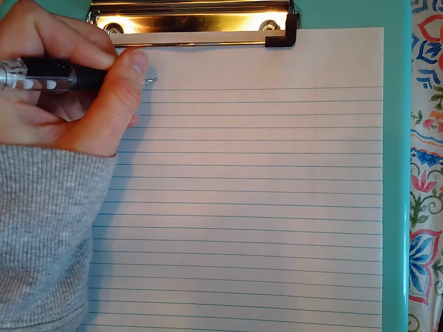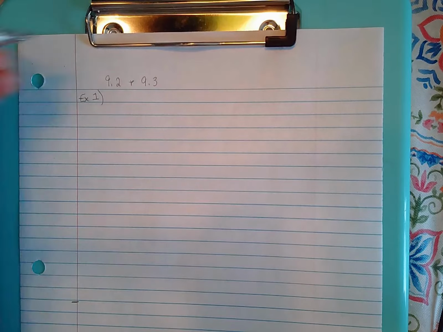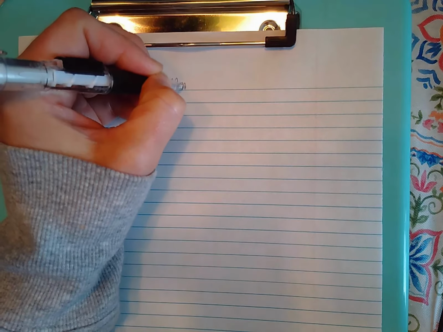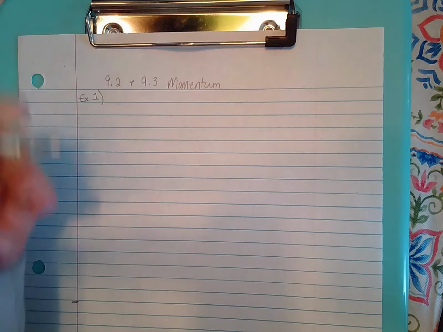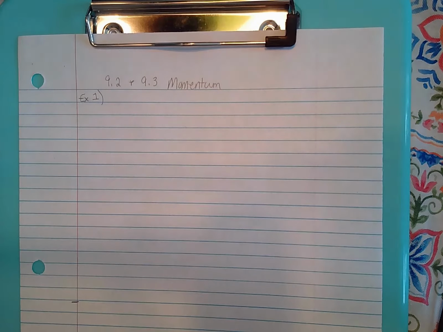All right, so what we're going to do is, I stole this from Khan Academy. We'll just call this example 1. And you know what we're going to call this? Let's see. So we're still in chapter 9, so we're going to call this 9.2 and 9.3 momentum impact notes. How about that?